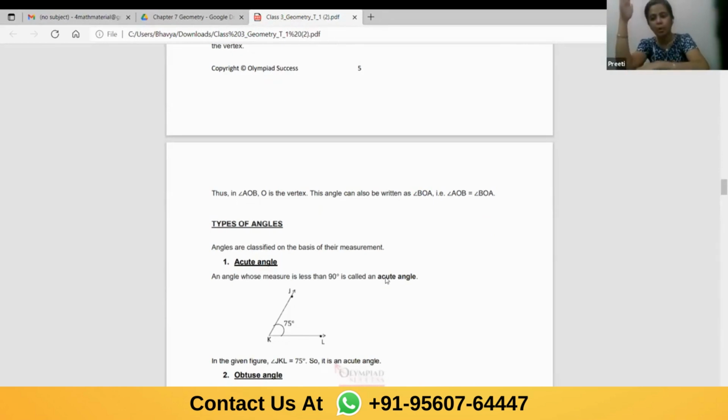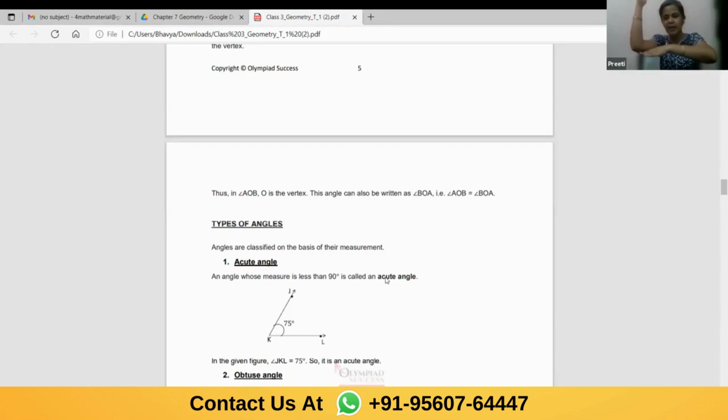From 0, more than 0, less than 90 gives you acute. Now more than 90 but less than 180 gives you obtuse. It is going more than 90, less than 180, and now it touches 180. But the moment it touches 180, it becomes a straight angle. So 0, acute, acute, this becomes right.